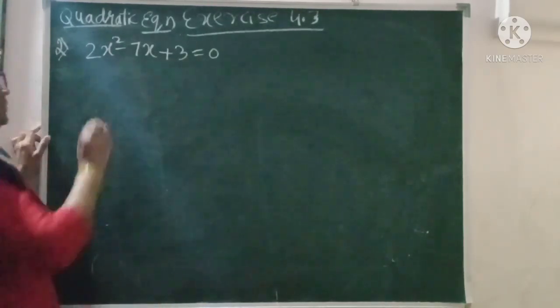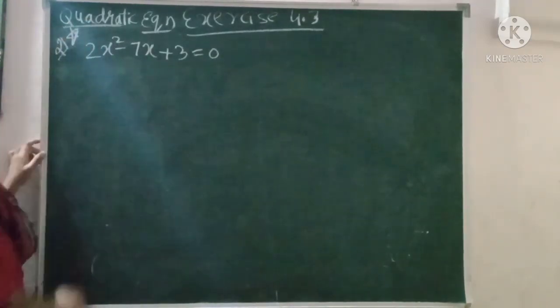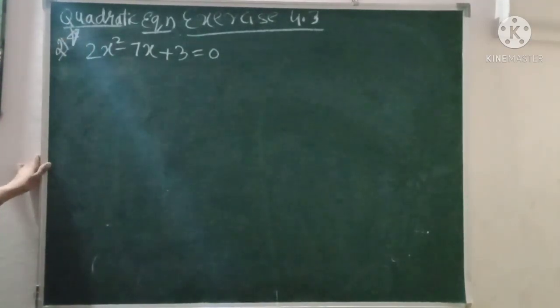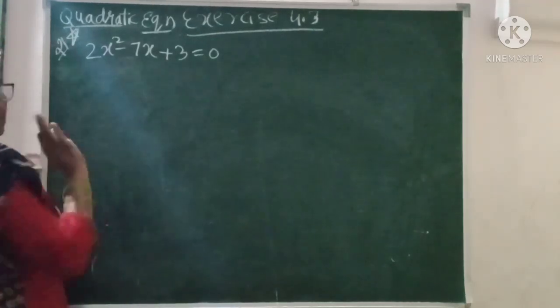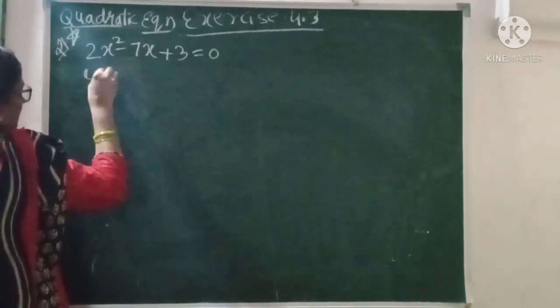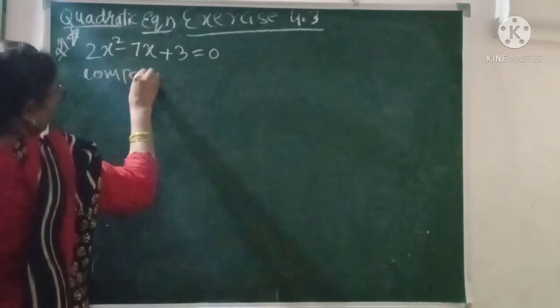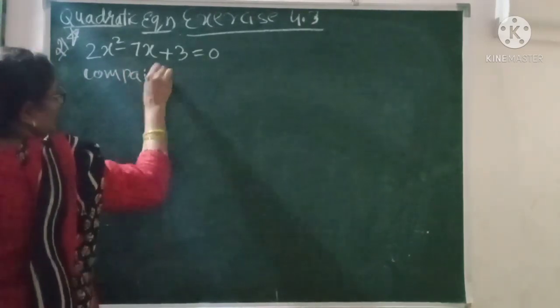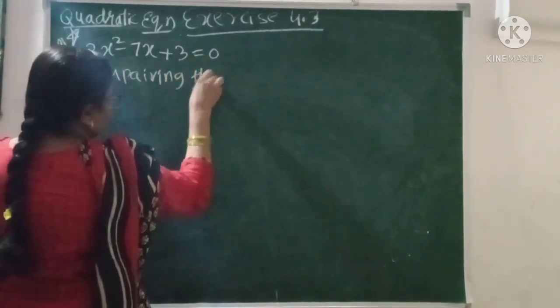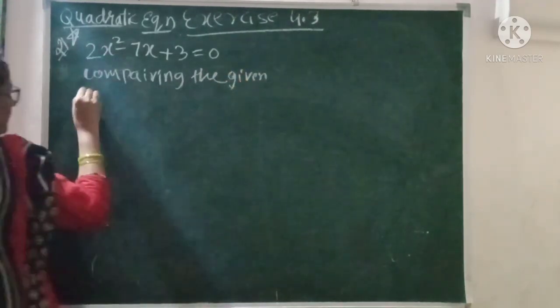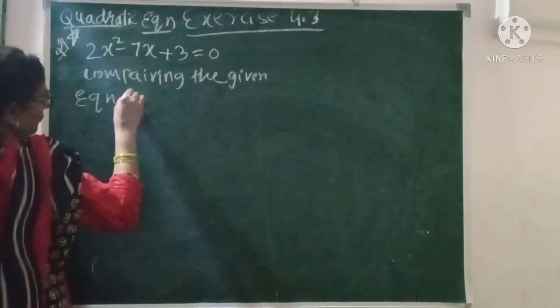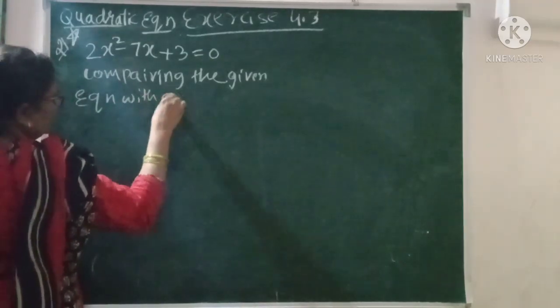This question is important, you are going to get one question based on this one. Follow the steps. Okay, now listen. What is the first step here? Comparing the given equation with ax square.